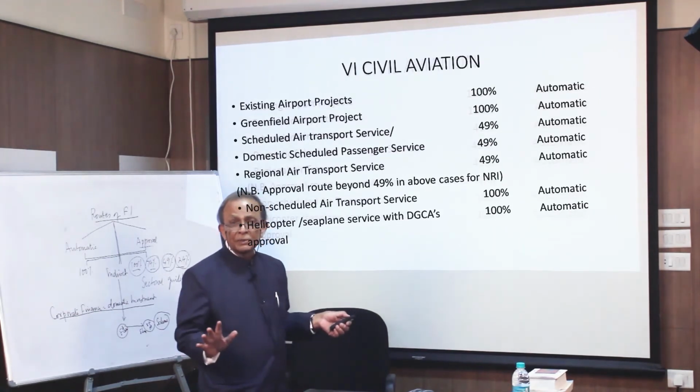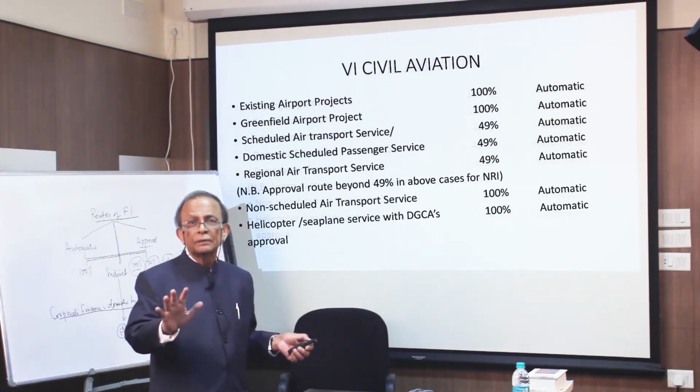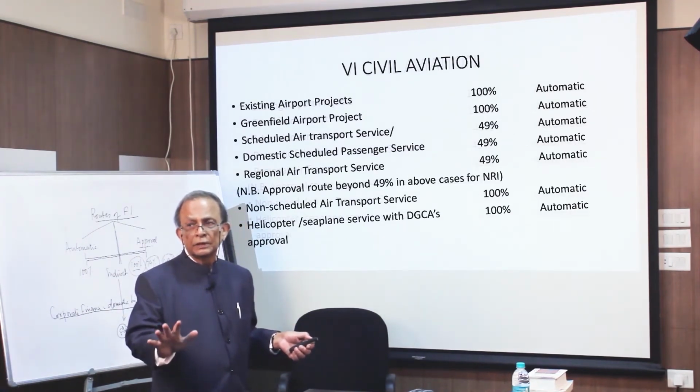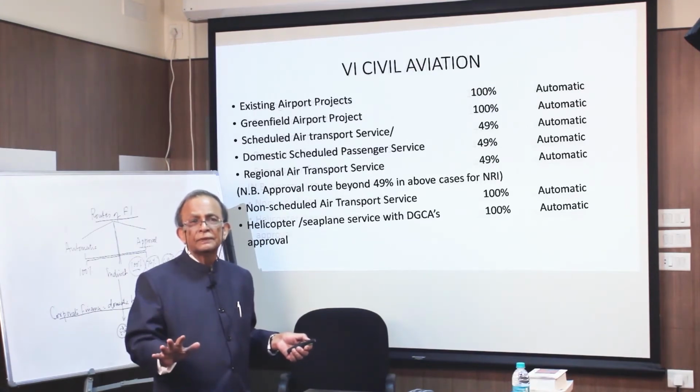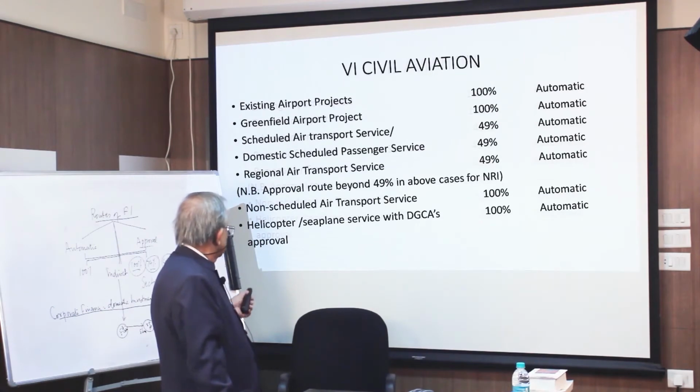What does 49% mean? It means that management and control must lie with the Indian entity. Management and control will remain with the Indian entity if it has 51% of the shares. 49% of the shares can come from outside. Then regional air transport service is also 49% automatic route.